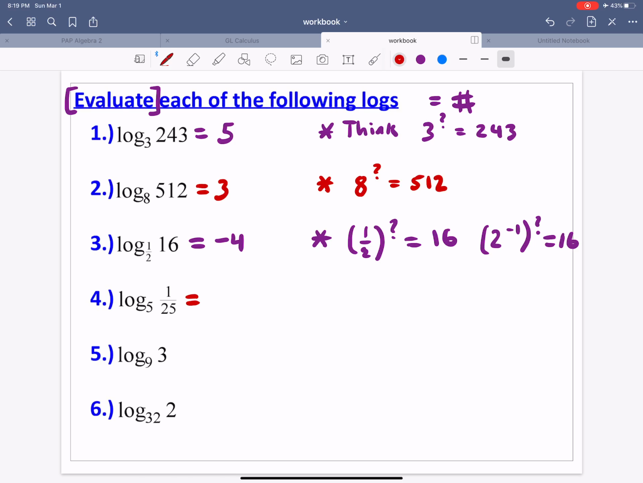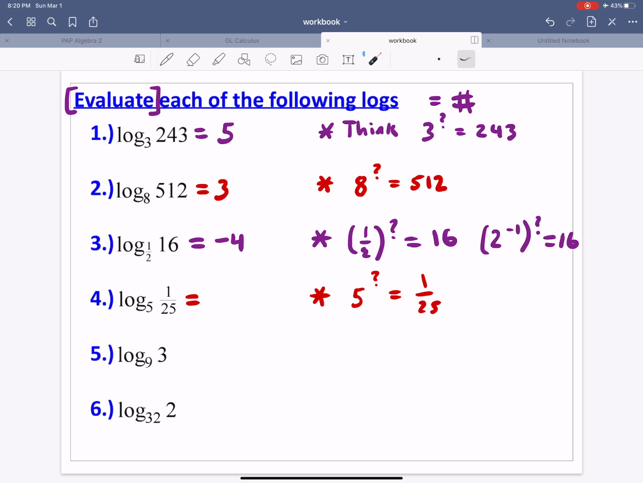Okay. So we're going to try again on number 4. On number 4, we have log base 5 of 1/25 equals a number. To figure that out, we're going to think, okay, 5 to a mystery power is going to equal 1 over 25. Now think for a minute. I know that I need to raise 5 to a power so that I get 25 in the denominator. Now, how does something move to the denominator? That should be a signal to you that this exponent is going to be a negative number, okay?